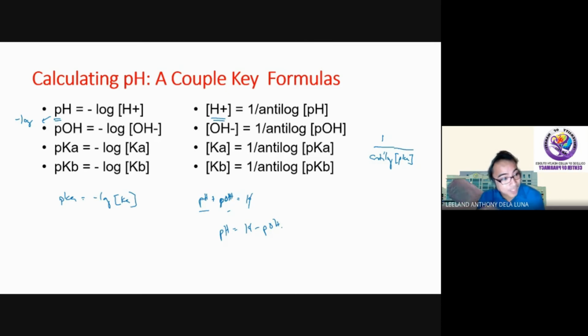Right? So, whatever your pOH is, baka may maghanap ka pa, sir, asan ang Ka? Asan ang concentration ng hydrogen? Right? Nagets yung class? Kaya kailangan maalala nyo yung mga to.